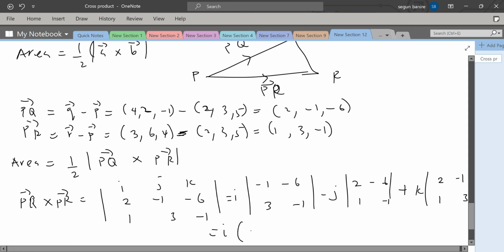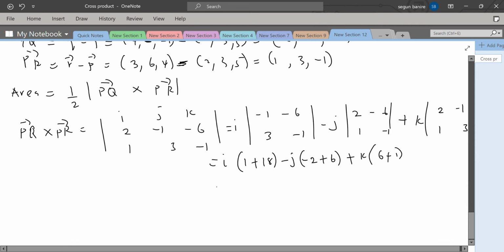So that will give you 1 plus 18, yes. This will give you minus 2 plus 6, and the last one will give you 6 minus 1, 6 plus 1. So that will give you 19i minus 4j plus 7k.